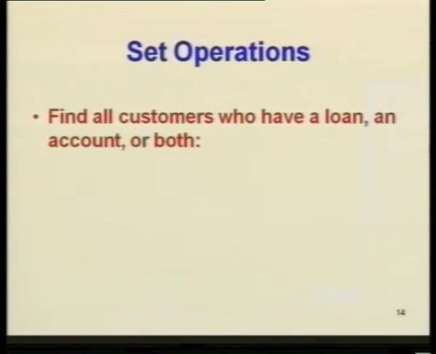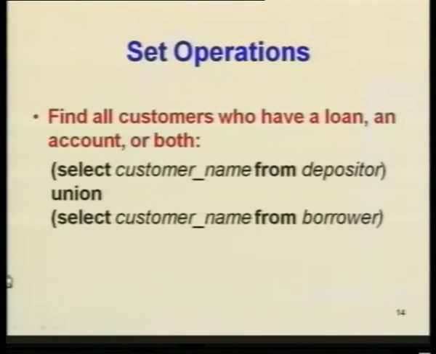So, we look at some other operations also. Some of the operations are: find all customers who have a loan, an account or both. So, select customer name from depositor, assuming a depositor information, union select customer name from borrower. So, from depositor or borrower or both you will get the tuples.